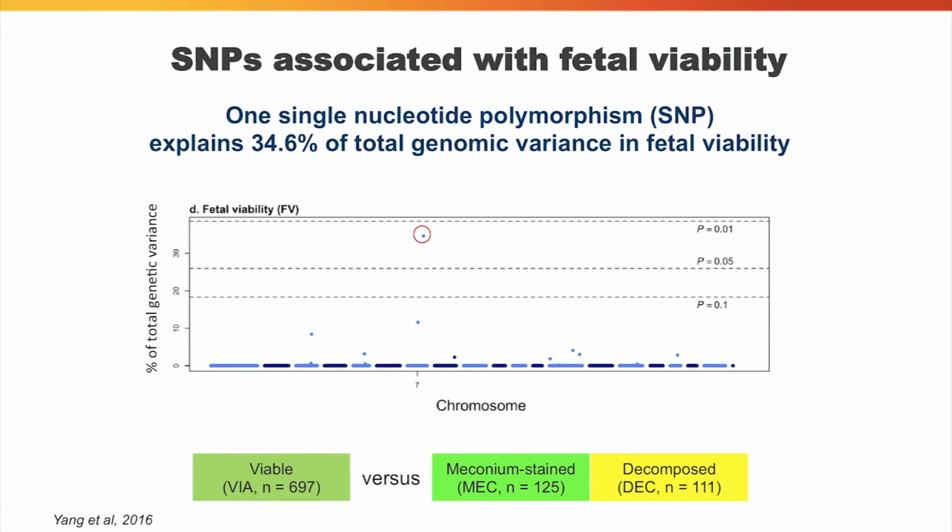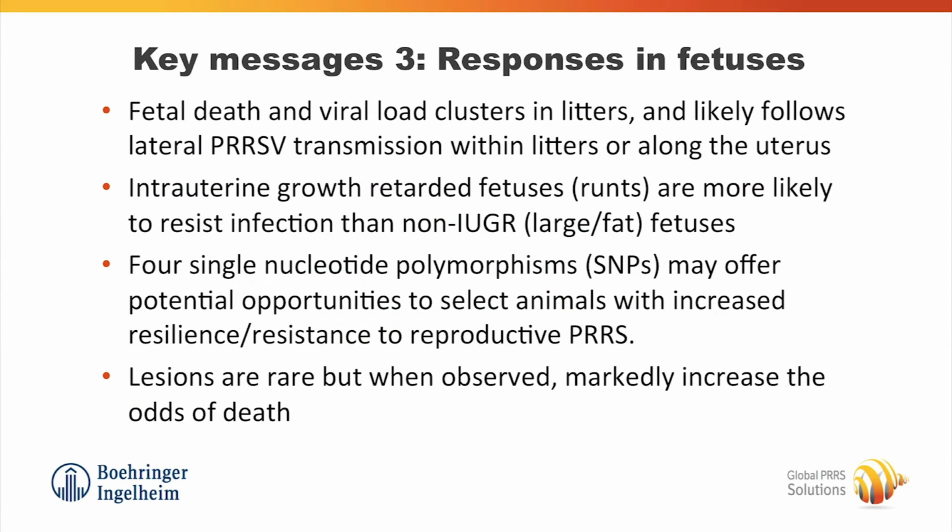Now, another phenotype we looked at was fetal viability. And this is a contrast between viable versus meconium-stained and decomposed fetuses. And for this contrast, we found one SNP on chromosome 7 that explained 35% of the variability in fetal viability. And that's a very important finding because that's a substantial genetic variance that we've discovered. And if we could find the candidate gene that is represented by that SNP and therefore select for that candidate gene, we could put tremendous selection pressure on resilience. So that's what our work is ongoing.